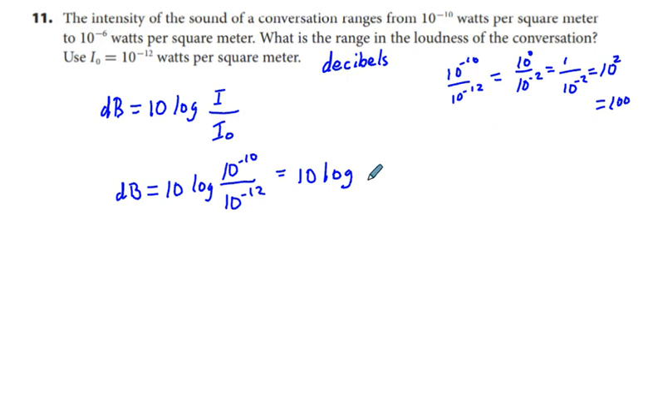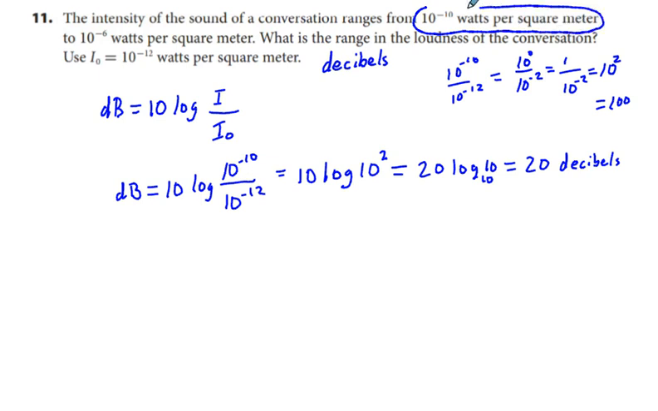So we'll just say 10 squared. Then we can multiply this 2 out front, which gives 20 log base 10 of 10, which equals 20. So 20 decibels is what this 10 to the negative 10th watts per square meter equates to.